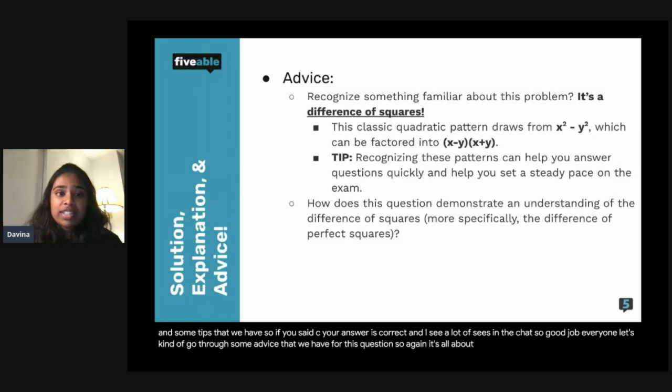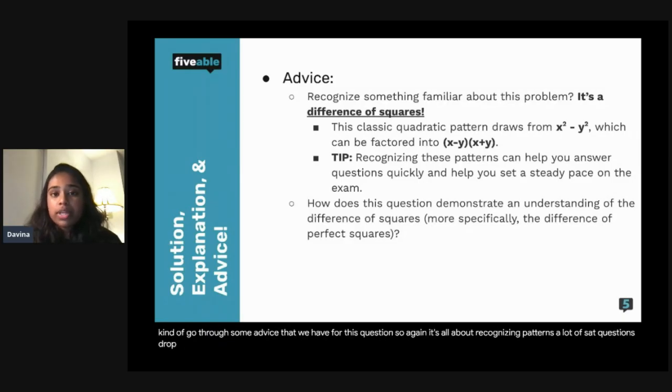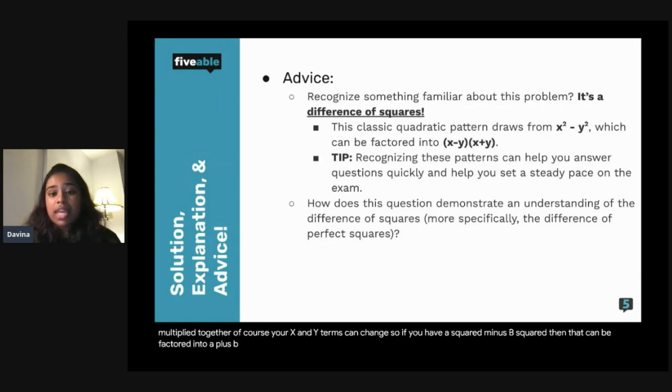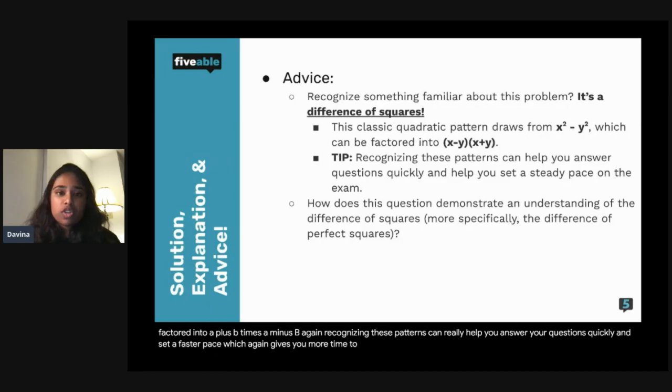So again, it's all about recognizing patterns. A lot of SAT questions draw from patterns, and they draw from past questions as well. If you recognize something familiar about this problem, that's because it's a difference of squares. A difference of squares is essentially where you see x squared minus y squared, which can be factored into x minus y and x plus y multiplied together. Of course, your x and y terms can change. So if you have a squared minus b squared, then that can be factored into a plus b times a minus b. Again, recognizing these patterns can really help you answer your questions quickly and set a faster pace, which gives you more time to check things over and ensures that you might have greater accuracy.